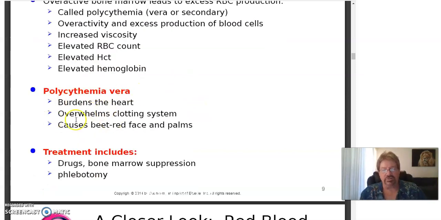Polycythemia vera burdens the heart, overwhelms the clotting system, and causes a beet red face and palms. Phyllis George, the famous sports announcer, died from this a couple of years ago. Treatment includes drugs, bone marrow suppression, and phlebotomy, removing of blood.